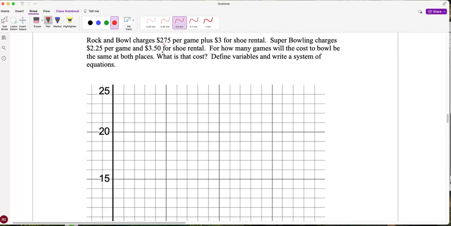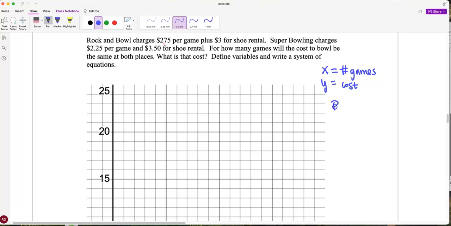Most people prefer just to go with X and Y here. So you've got costs going on, the cost per game, and then you've got a cost for shoe rental, okay? So we'll let X equal the number of games, and Y is going to be my cost.